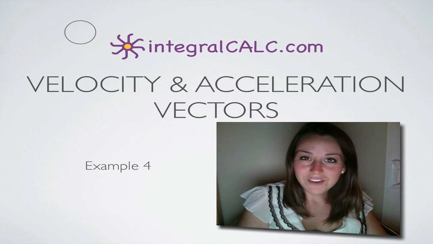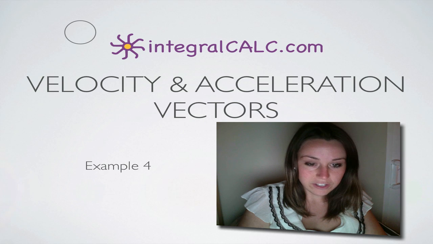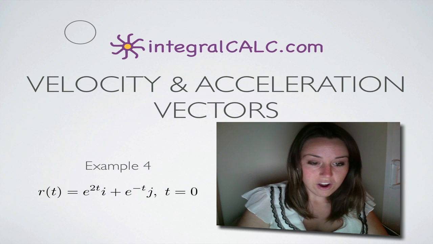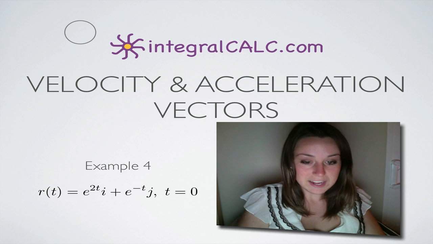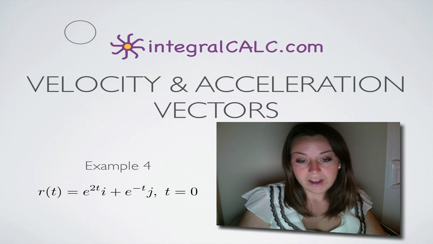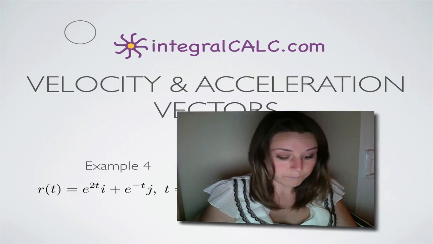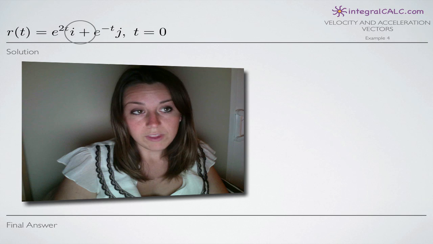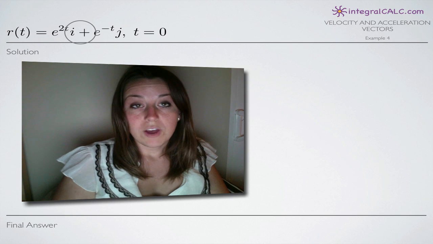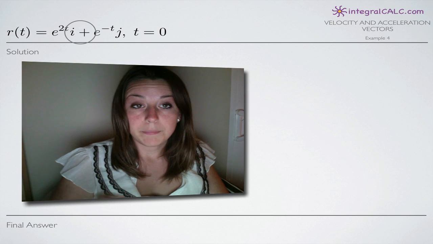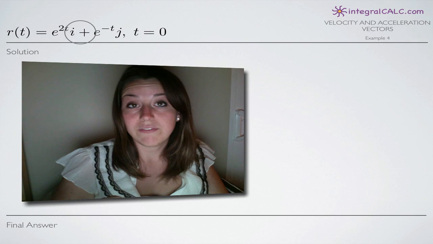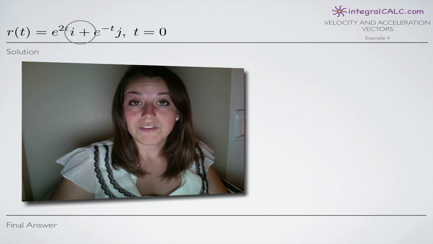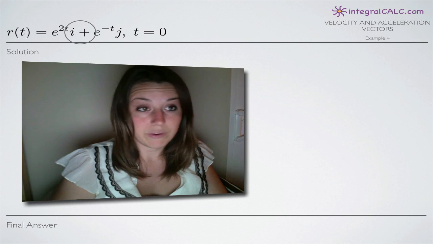Today we're going to be doing another example of velocity and acceleration vectors. The function that we're given is r of t equals e to the 2t times i plus e to the negative t times j, and they've asked us to find the velocity and acceleration vectors at the point where t is equal to 0. So remember that with velocity and acceleration vectors, we're going to find the first derivative and then plug in t equals 0 to get the velocity vector, and then find the second derivative and plug in t equals 0 to get the acceleration vector.